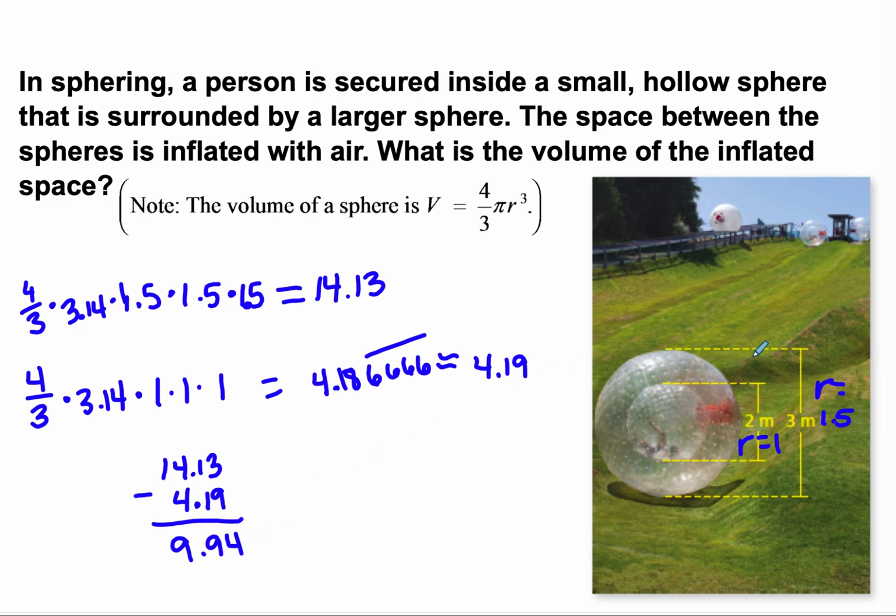And then I do need a label. Looks like we're dealing with meters, and volume is always in cubic units, so it's going to be meters cubed. All right, so all of that was our first part, which is 16.1. Now we're going to move over into 16.2, which is product of powers.